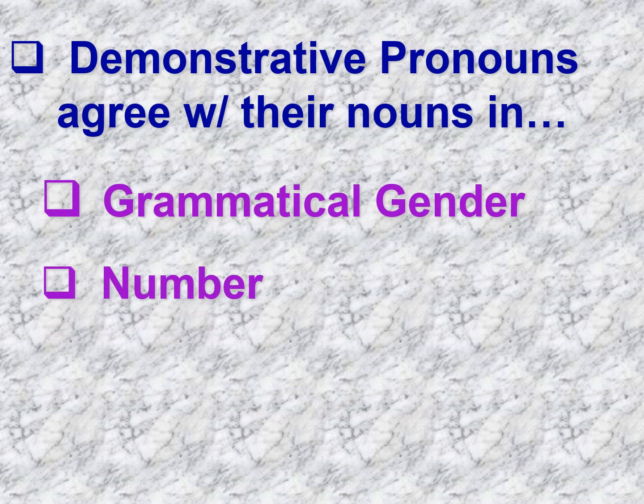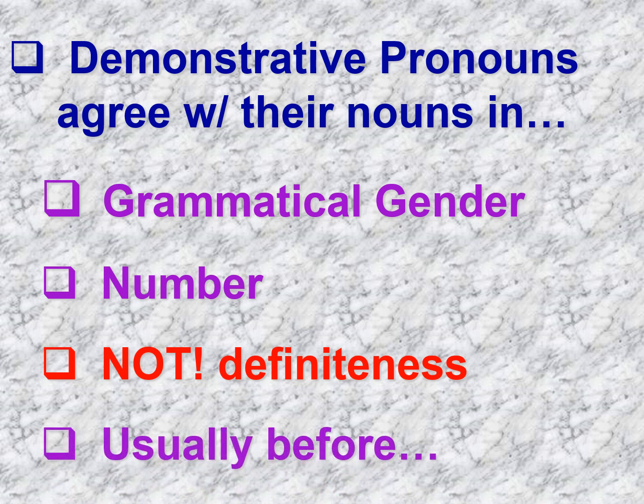Demonstrative pronouns agree with their nouns in grammatical gender and number, so you can have singular, plural, masculine or feminine, but they are in concord. They agree with the nouns that they are replacing, but they will not agree in definiteness. The idea is that you're in a predicate clause or predicate sentence, and oftentimes these demonstrative pronouns come first. This would be a good quiz slide.